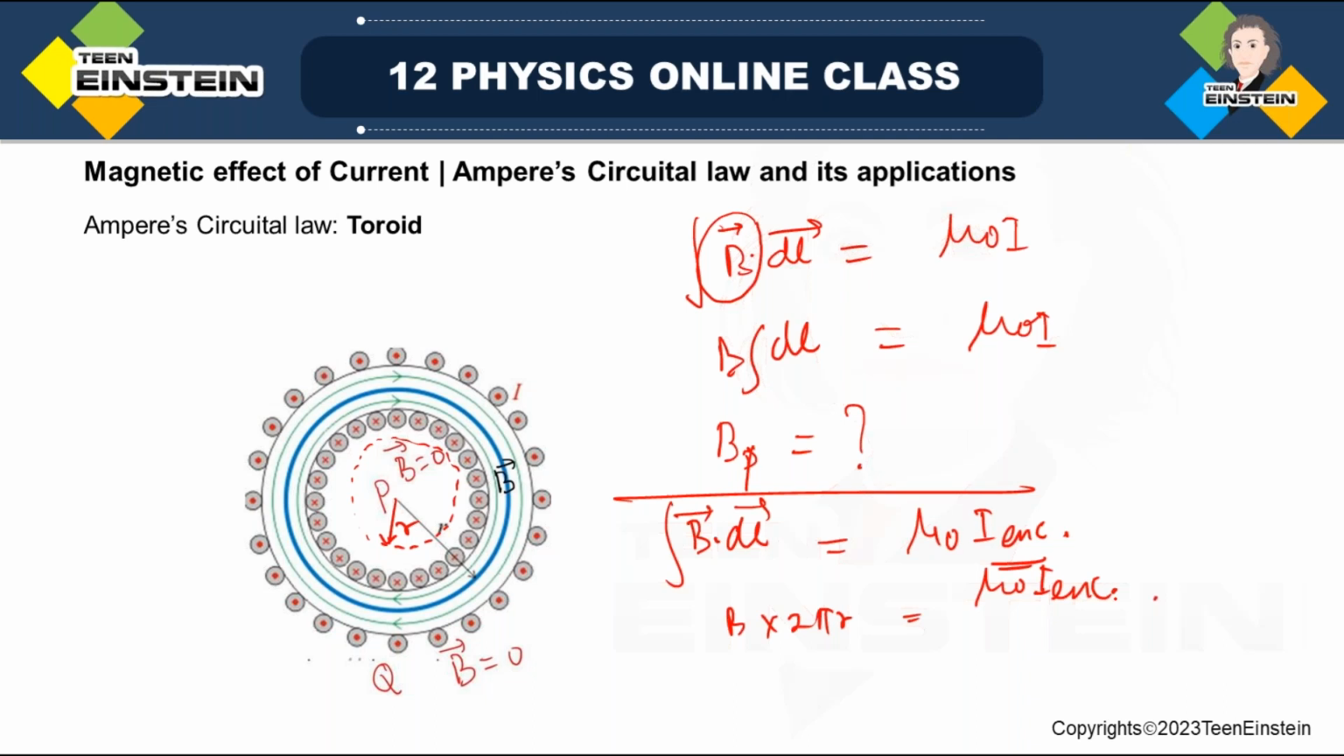Now, the current enclosed by this Amperian loop is 0, right? Current will be 0 because current is not passing through that. Current is only going through the coils wound over the toroid. So the current enclosed by this particular Amperian loop will be 0. So I enclosed is 0, which means B is 0.